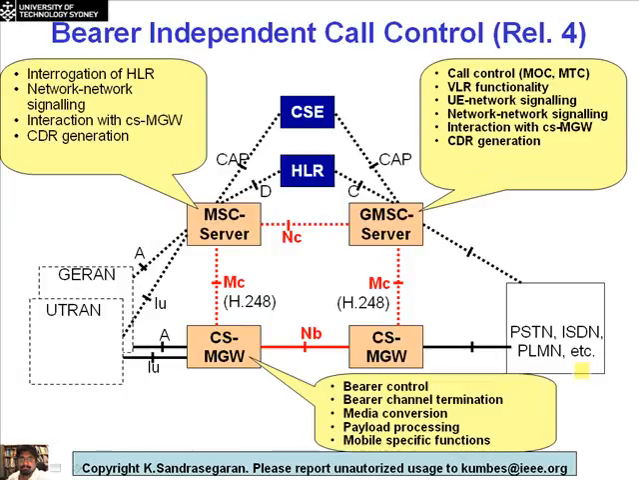Okay, so I talked about this separation of functions, that all of the control functions, such as interrogating the HLR to find information from it, signaling from one network to another network in the establishment of a call, interacting with the circuit switch gateway, and all of the charging related functions. Okay, CDR stands for charging data record. So all of those charging data record functions, all of the signaling functions are now going to be performed either by the MSC server or the GMSC server.